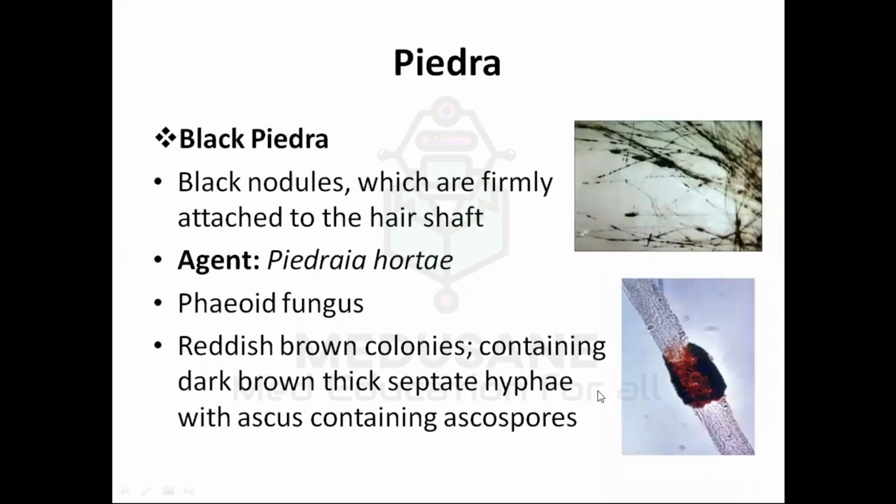Okay. Then coming to the black piedra. Black piedra is nothing but black nodules which are firmly attached. White piedra is less firmly attached; here it is firmly attached. It is caused by the agent called Piedraia hortae, and it's a dematiaceous fungus. What is a dematiaceous fungus? It's nothing but pigment producing fungi. So in culture it forms reddish brown colonies, and in KOH mount it forms dark brown thick septate hyphae seen with the ascus. This is the ascus containing the ascospores.